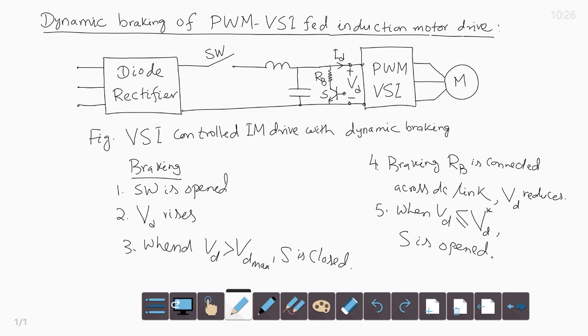So, in this way, by opening and closing the switch S, the regenerated energy is dissipated in the braking resistance RB and dynamic braking occurs. This is the dynamic braking of the drive. This closing and opening of the switch S is based on the value of the DC link voltage, and the generated energy is dissipated in the resistance RB, giving dynamic braking.